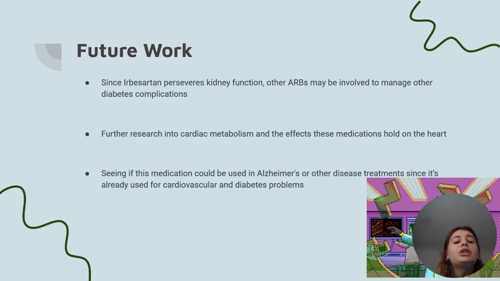Then we could see if this medication could be used in Alzheimer's or other disease treatments, since it's already used for cardiovascular and diabetes problems. A lot of ARBs are also used in other disease medications. So why not see, if we already put this drug on the market, whether it can be used for something else?